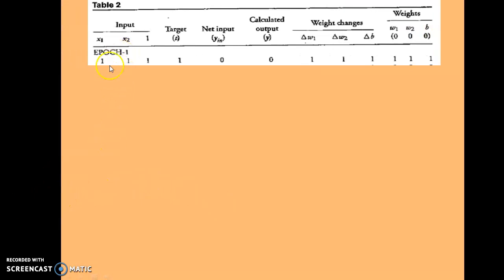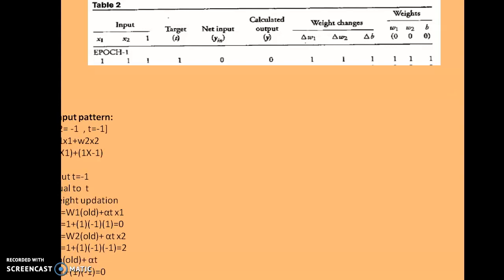So epoch 1, we take 1, 1 and bias weight is 1. Target is 1. Net input we calculate as 0. Because this is 0, calculated output is also 0. 1 is not equal to 0, so we updated the weight. The W1, W2 and bias, all were 0, so the change of the weight is equal to the W1 new, W2 new and bias new. We go for a second input now.